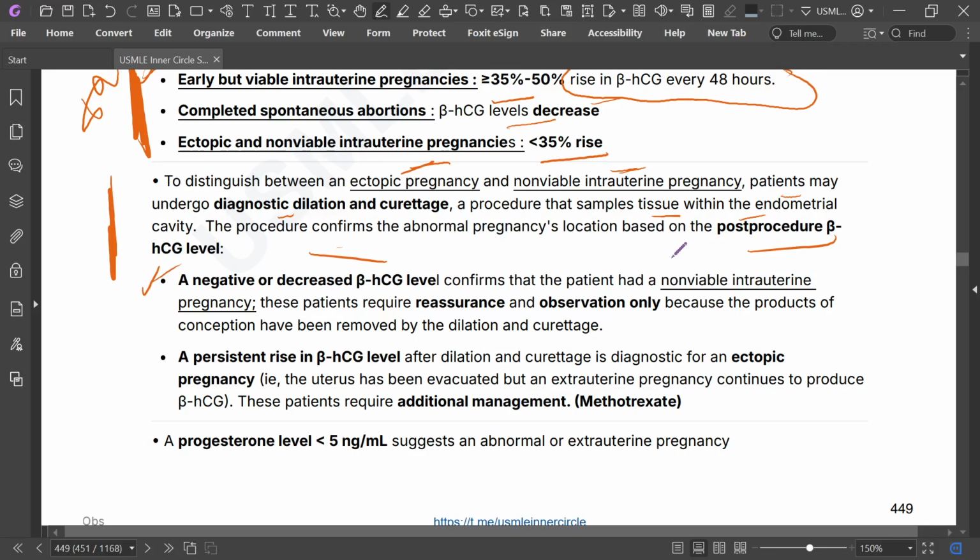A negative beta-hCG confirms a non-viable intrauterine pregnancy, and these patients require reassurance and observation only because the products of conception have been removed by D&C. A persistent beta-hCG rise after D&C is diagnostic for ectopic pregnancy. The uterus has been evacuated, but the extrauterine pregnancy continues to produce beta-hCG, and these patients require additional management with methotrexate.